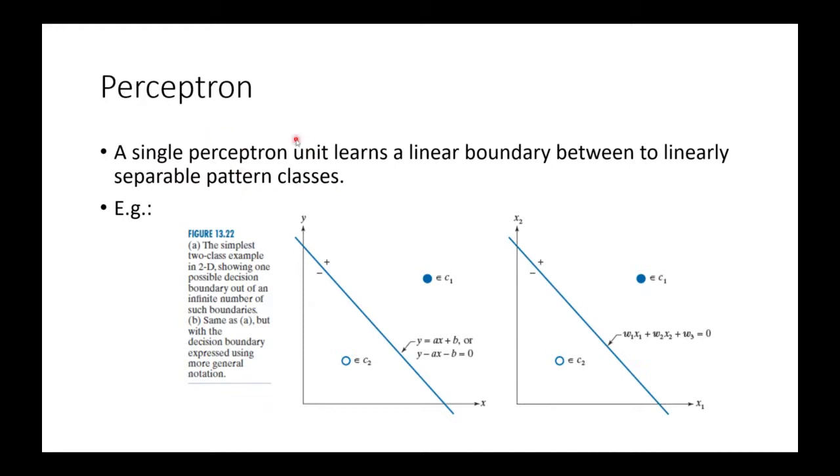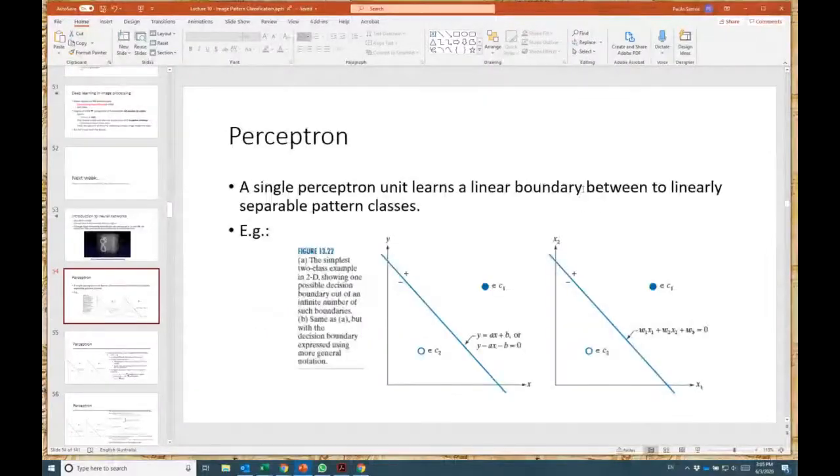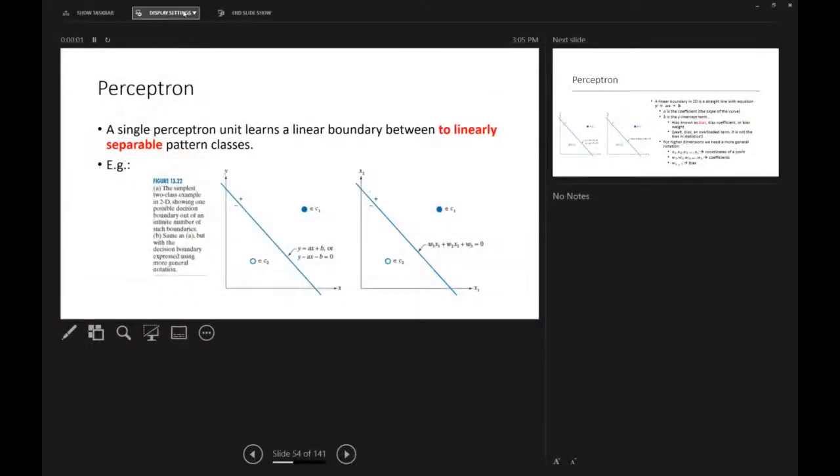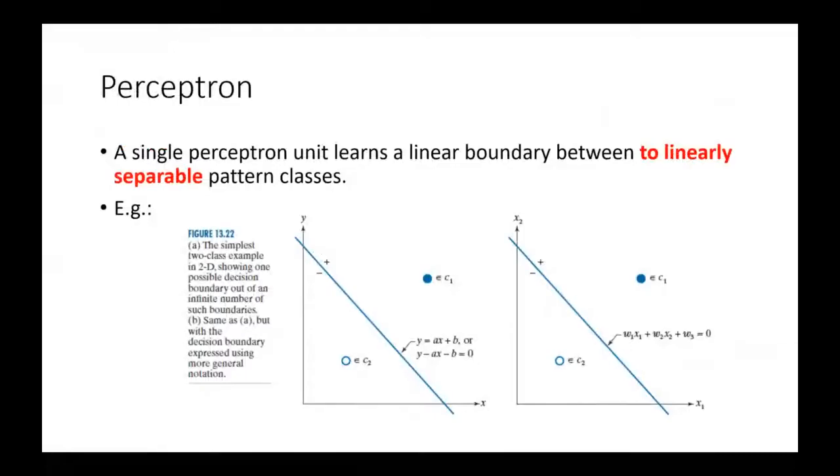A single perceptron is just a computational unit that learns a linear boundary between linearly separable pattern classes. I have to make this more specific, right? It's linearly separable classes. So a perceptron only works with linearly separable classes.